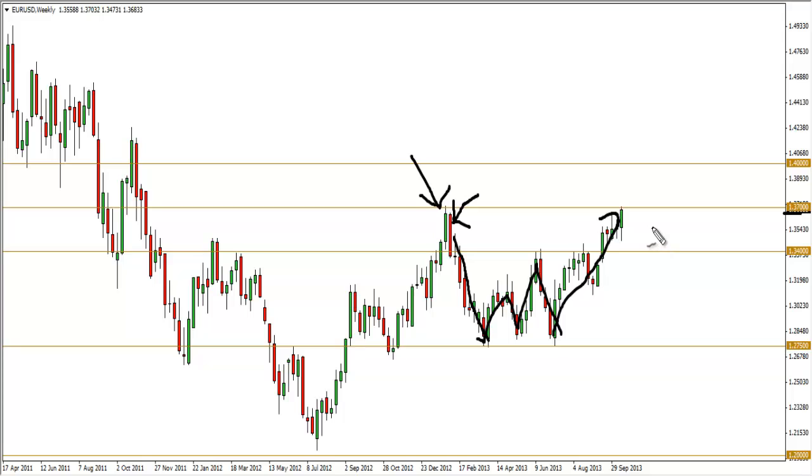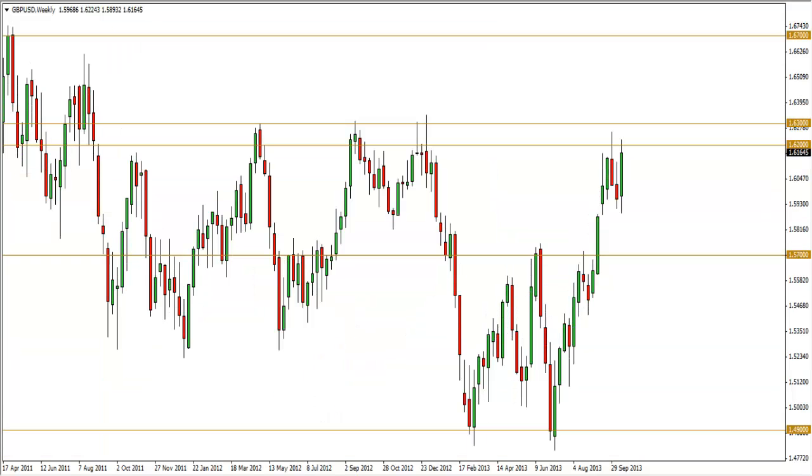Thus, in the following week, I do not know if price will break out higher or reverse from here. However, not only this pair is showing price at a resistance level. Let's look at the next pair, the British pound dollar. Similar story here.